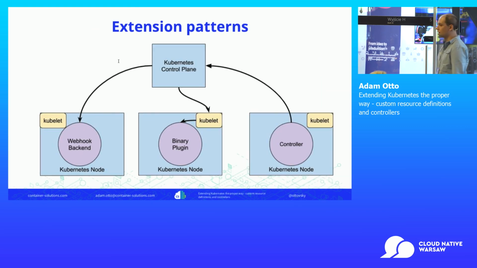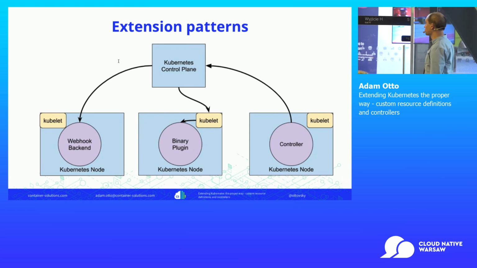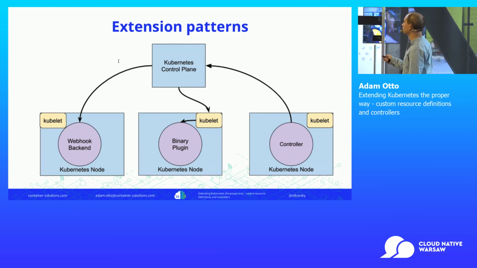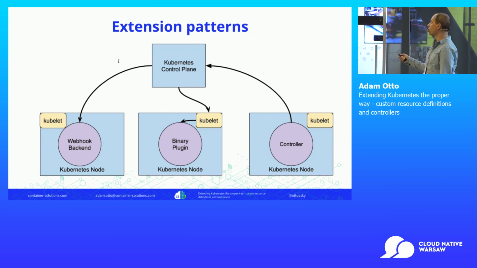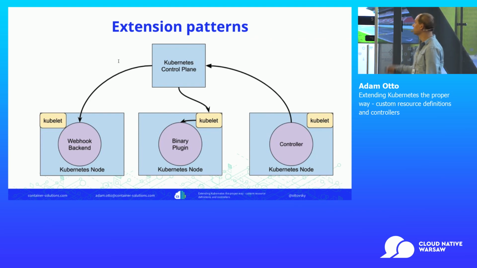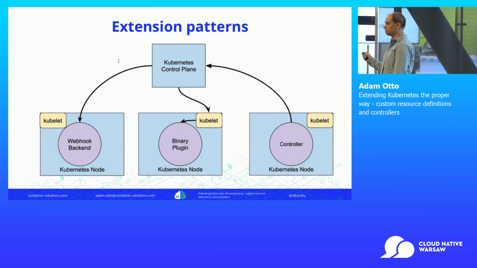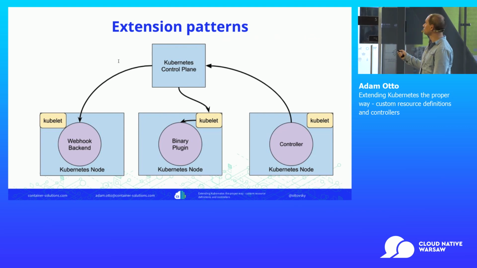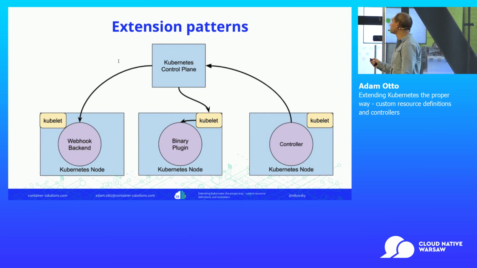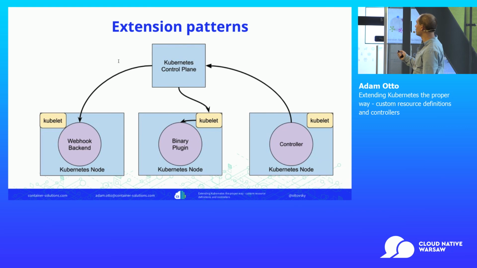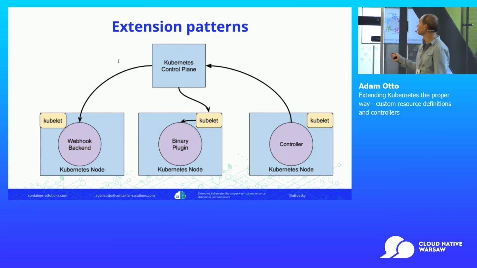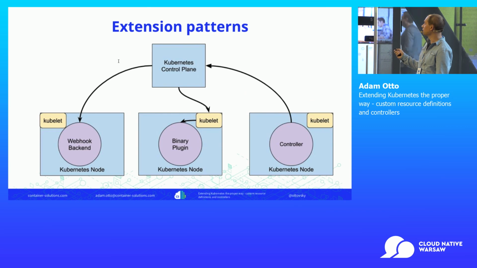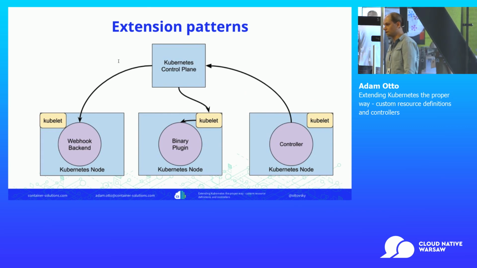So here we have a summary of those techniques of extending Kubernetes, which I just showed you. We have a webhook backend. This pattern applies to the admission webhooks or to the API extension pattern. Another one is extending Kubernetes through a binary plugin. This is the case for the CNI and CSI. Kubelet invokes those binary plugins during the deployment of the pod on the node. And another one, which we are interested in, is the controller. The controller watches the resources in Kubernetes and makes changes based on the resources in the cluster.